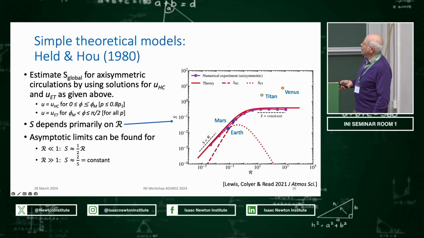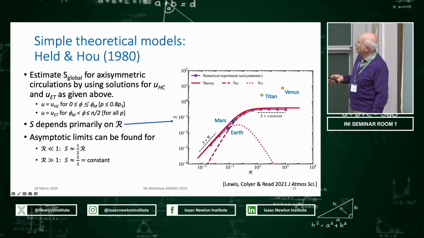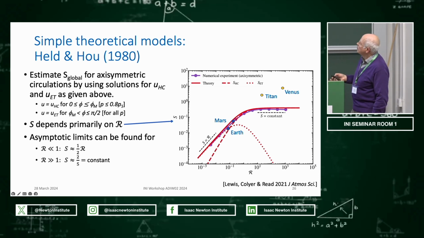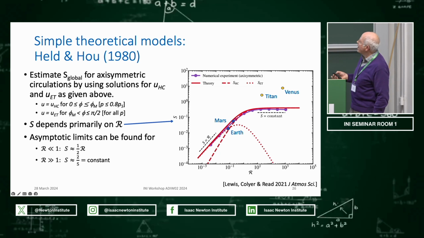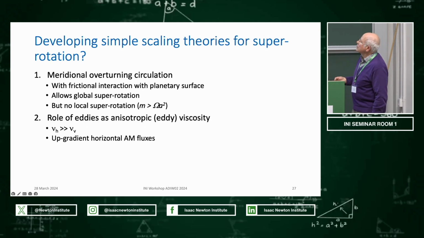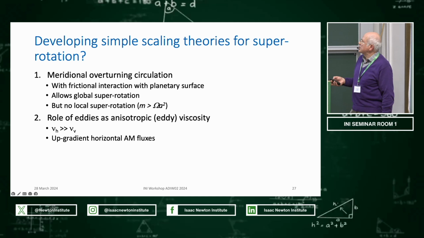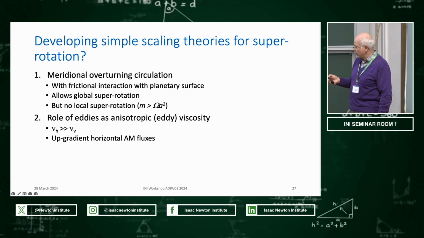And it turns out that the observed values are satisfied quite well by Mars and Earth, the sort of fast rotating planets. But you can see Titan and Venus are way outliers compared to this very, very simple model. So we've taken account of the meridional overturning circulation without any anti-diffusive process.